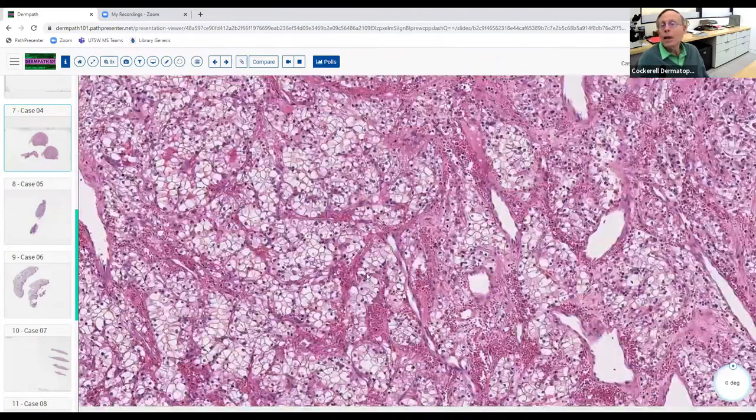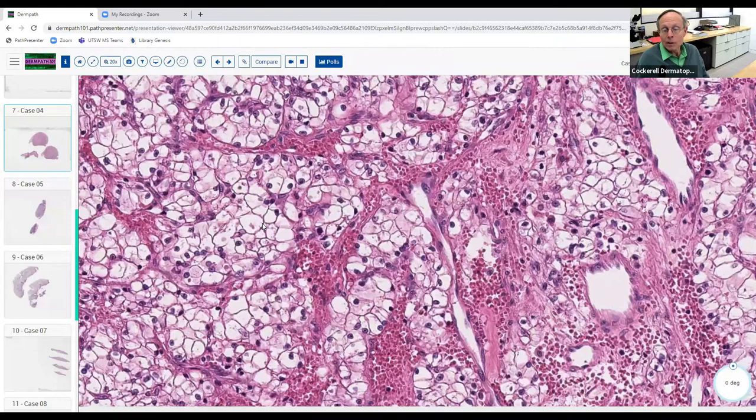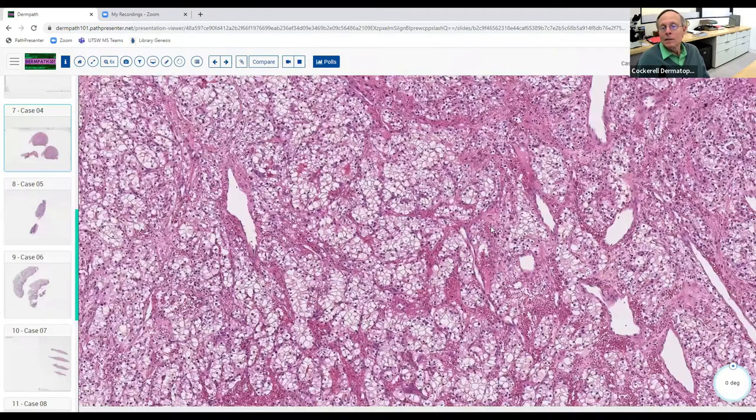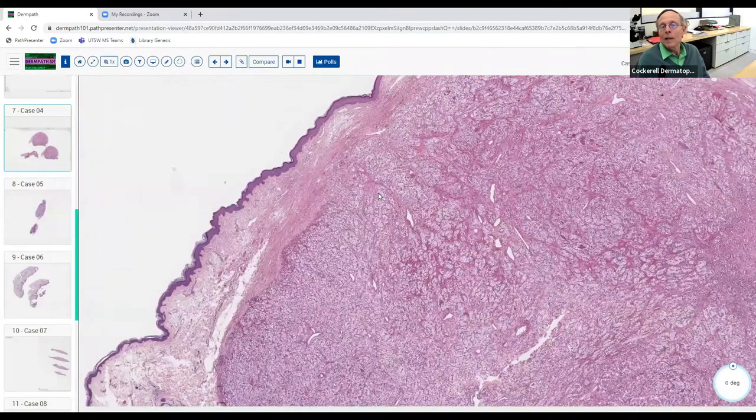So this is another clear cell lesion. We've had clear cells from the trichilemmal cells of the hair follicle. We've had clear cells of the fibroblasts, presumably, of a clear cell angiofibroma. And then now we have a clear cell metastatic carcinoma, metastatic renal cell malignancy. So this is a good example of that.